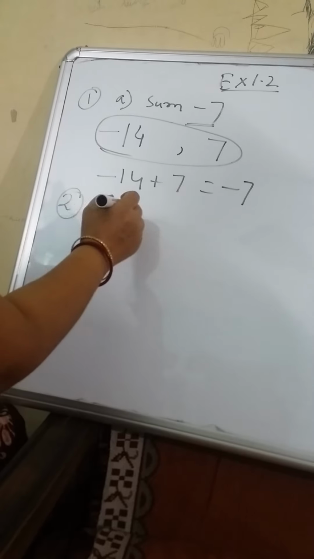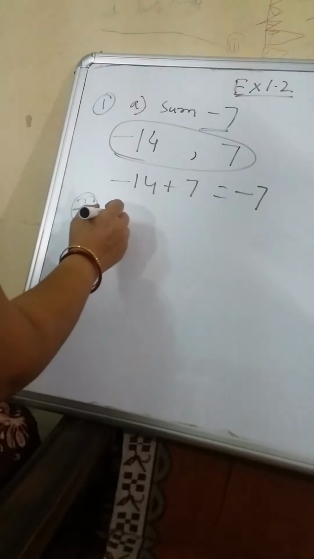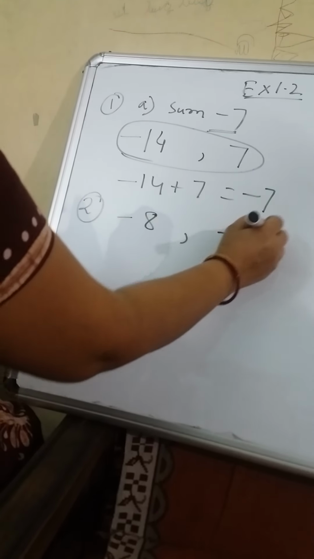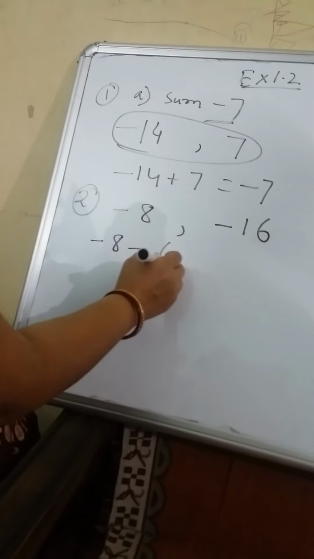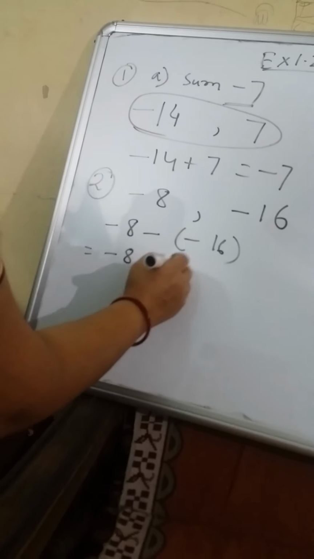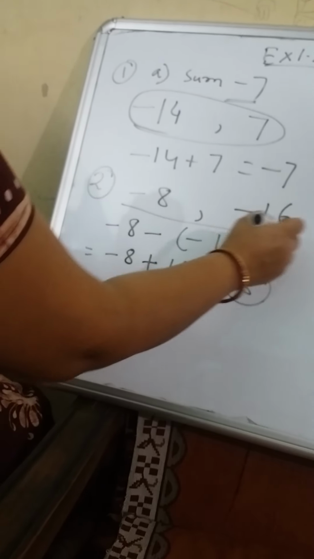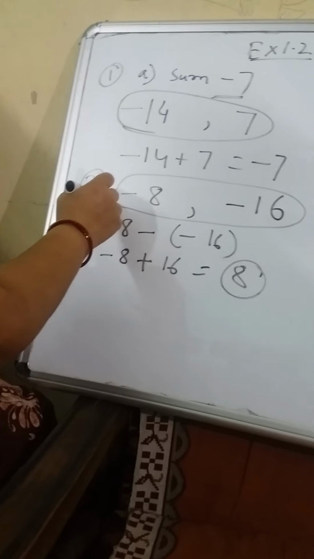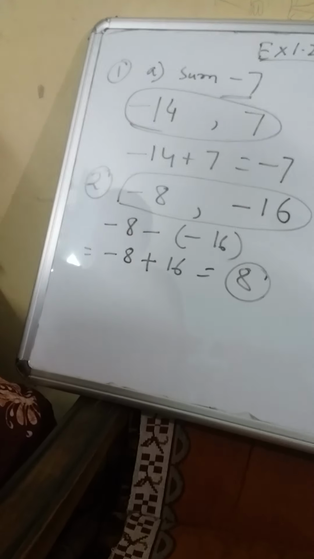So for an example, take two integers like -8 and -16. If I subtract -8 minus -16, so what it will become? -8 plus 16. Answer is this. Okay. So the pair of integers is -8 and -16. This way you have to solve question number B and C.